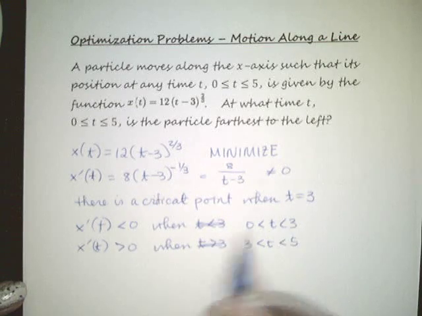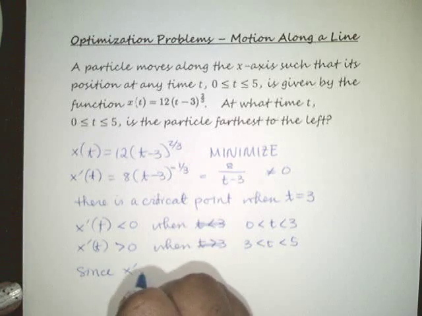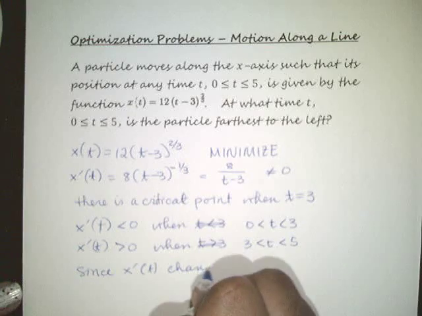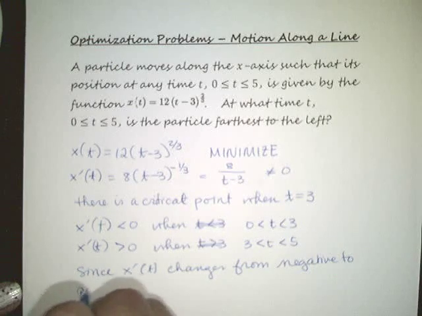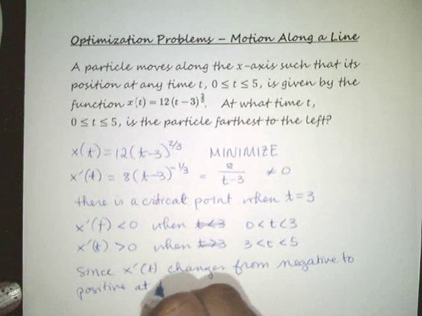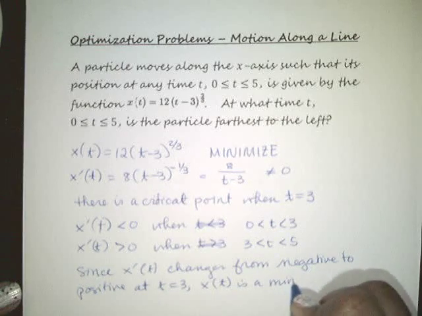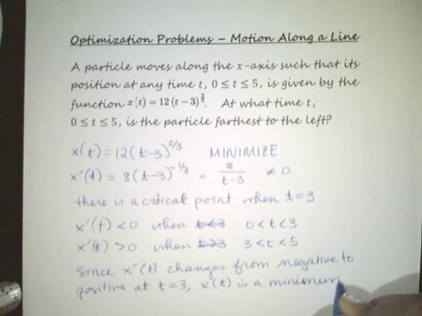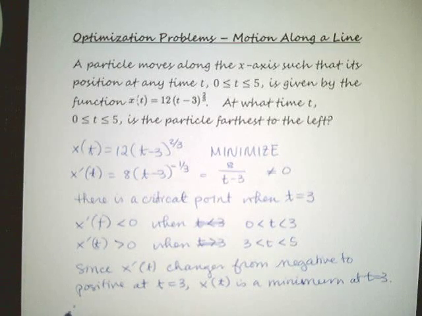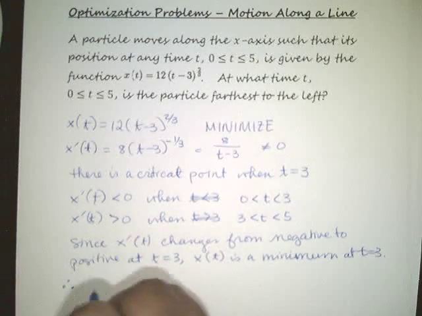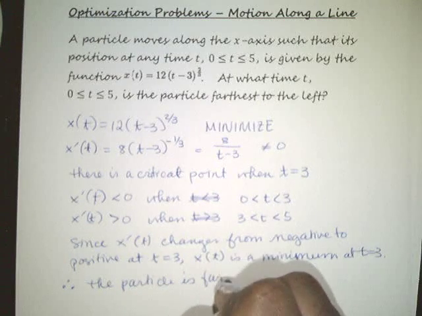Since x prime of t changes from negative to positive at t equals 3, x of t has a minimum when t is equal to 3. So therefore, the particle is farthest left when t is equal to 3.